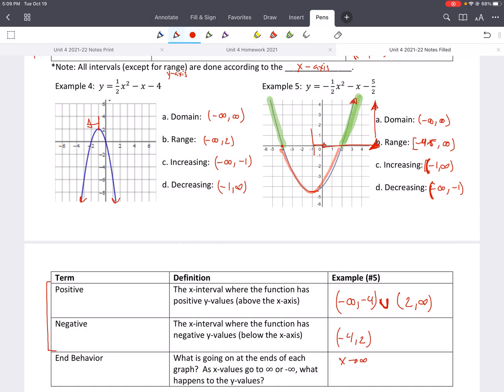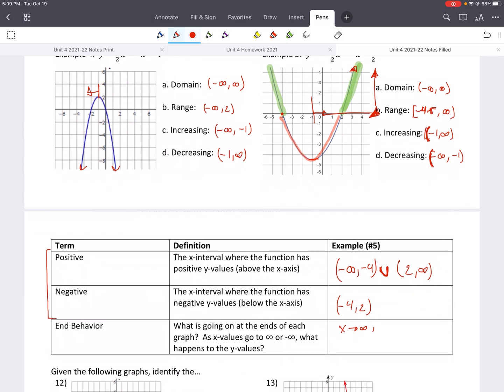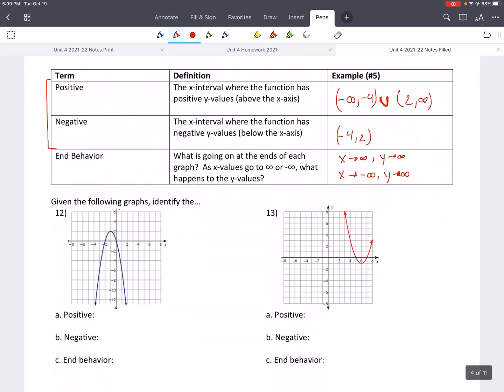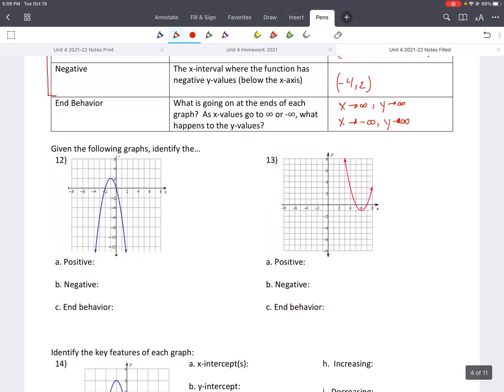These arrows continue to go up and up and up. So as x goes to infinity, y goes to infinity. And as x goes the other direction, so we go to the left, to negative infinity, y also goes to positive infinity, just like the other one did. Okay, so here's another couple examples for end behavior.